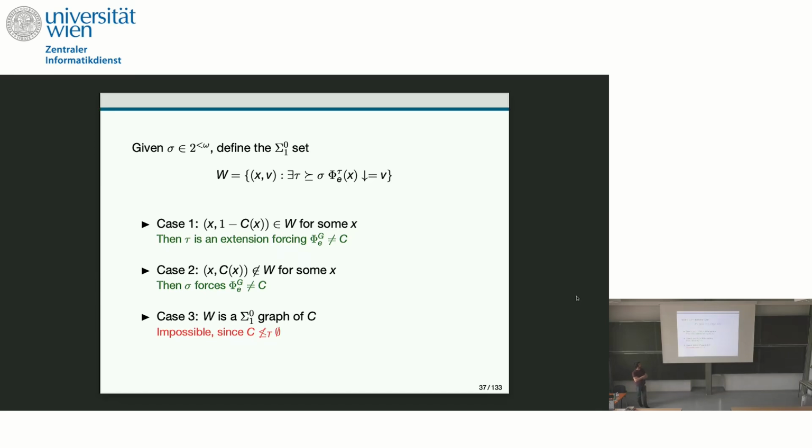And in the last case, if none of the two cases hold, then W, which is just the Σ⁰₁ graph of C, has the following property. Because case 1 does not hold, when a pair belongs to it, this will be the good value. And because case 2 does not hold, for every x there will be a value which belongs to it. So W gives a good description of C, but this is not possible because C is not computable. So really try to remember this structure and this trichotomy.